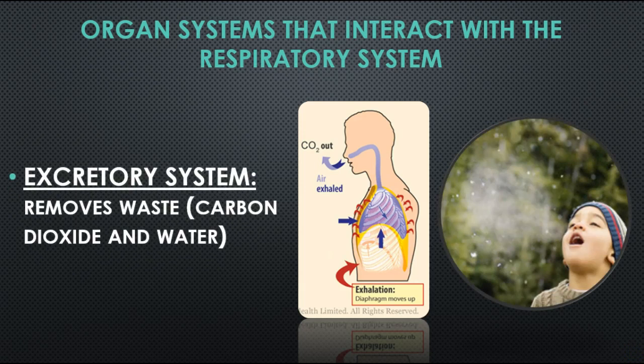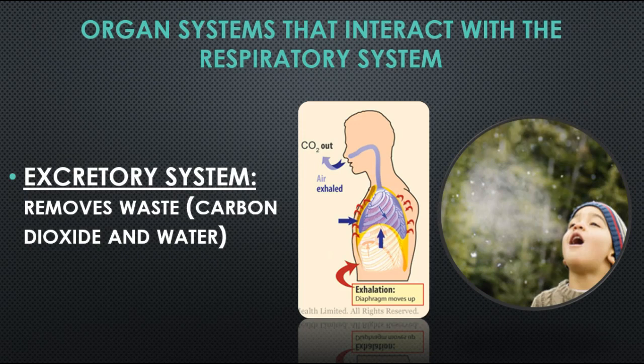The other organ system that the respiratory system interacts with is the excretory system. In fact, it's part of the excretory system. We talked about the urinary system with the excretory system, but really the lungs are part of that system because it does remove waste materials. It removes waste in the form of carbon dioxide and water.